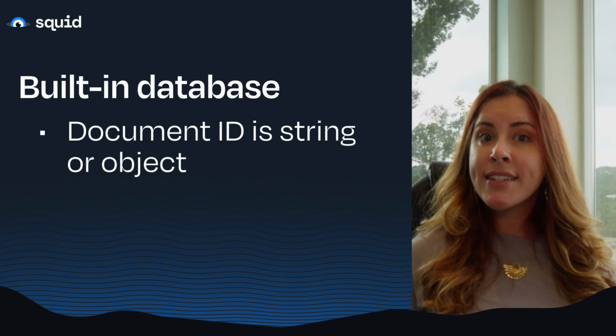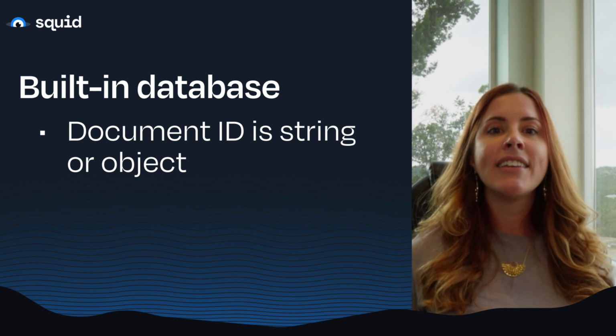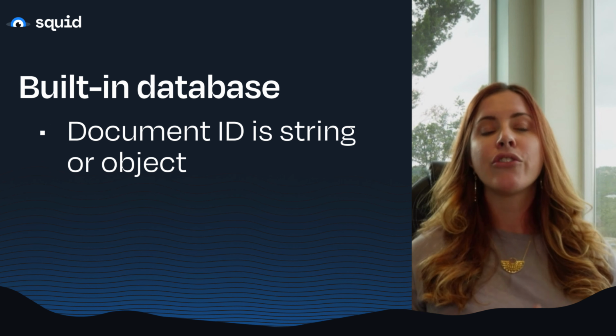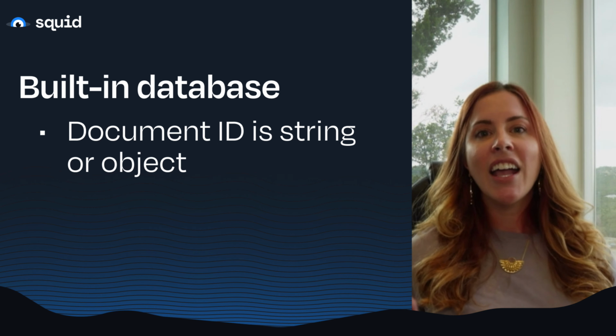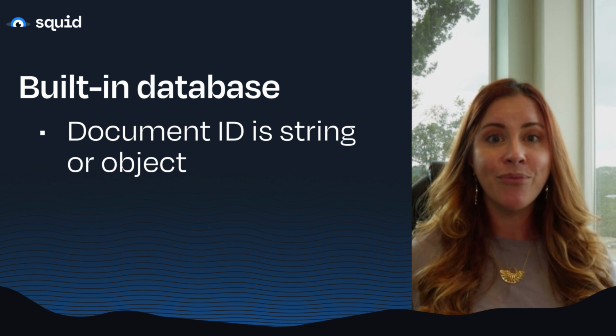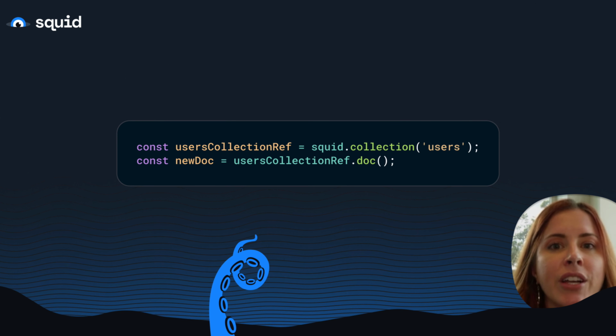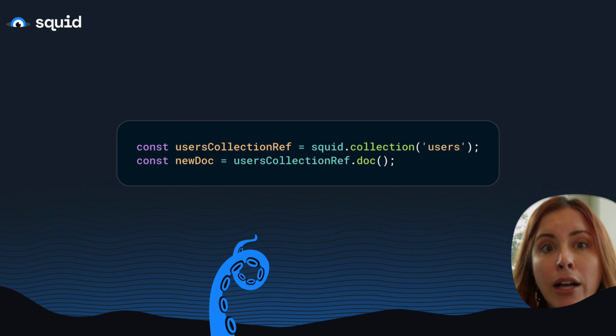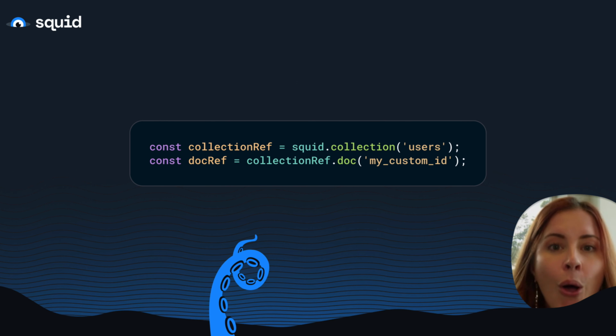With Squid's built-in database integration, document IDs can take one of two forms, a string or an object. A string document ID is just a single string. There's no key and value. You can randomly generate a string document ID by calling the doc method on your collection reference without passing a parameter. Or you can provide the document ID yourself.